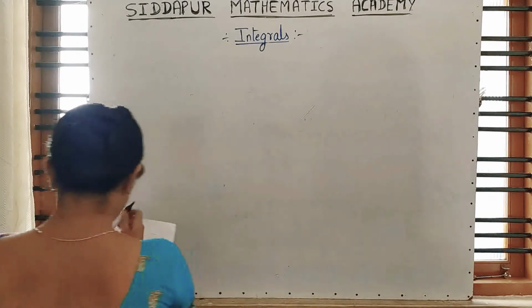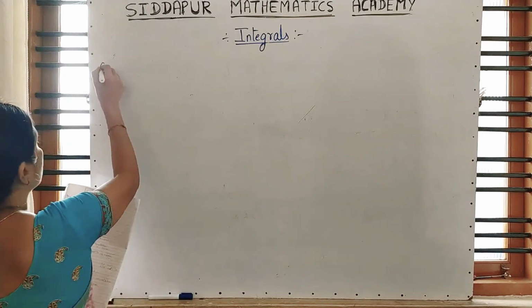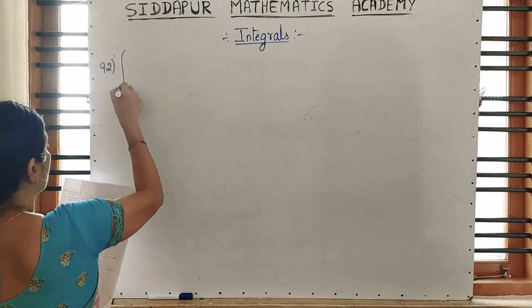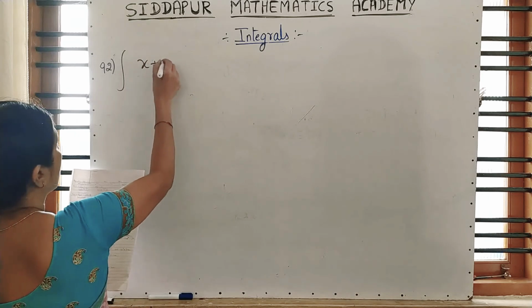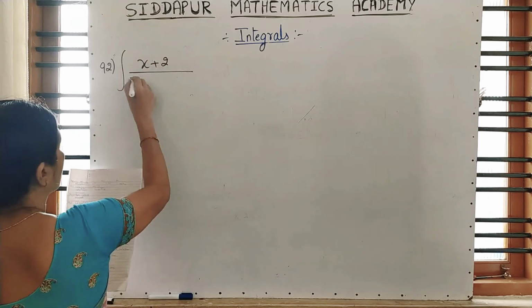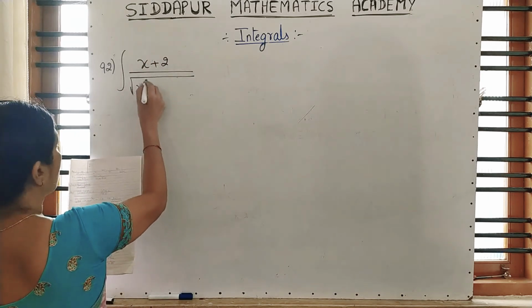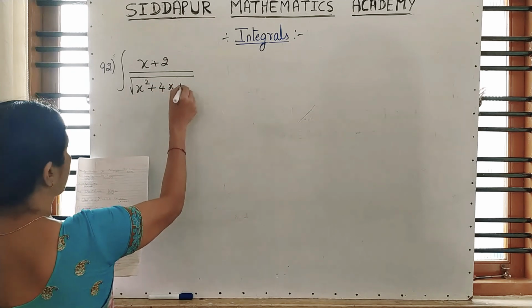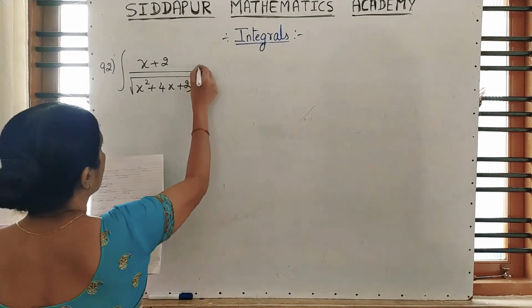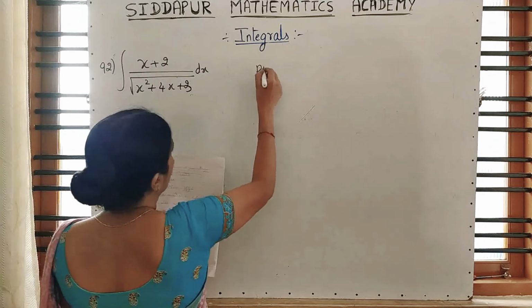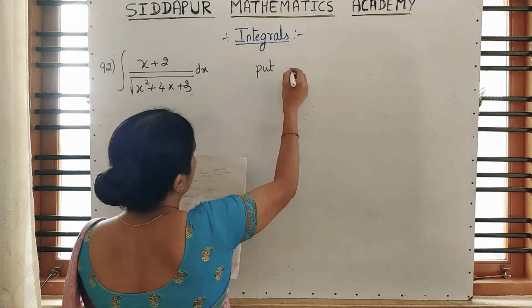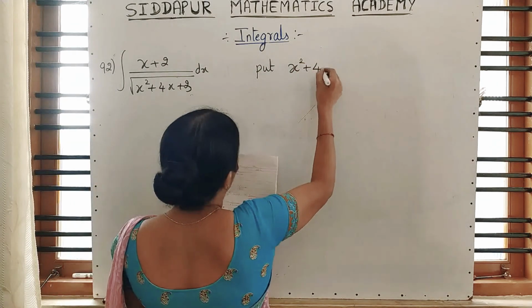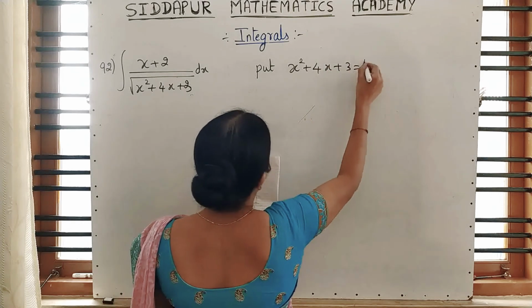Moving to the next question, question number 92. Here we have a fraction, but in the denominator it is under root. If it is under root, apply the method of substitution. Write down the denominator as t, that too without root you have to write.